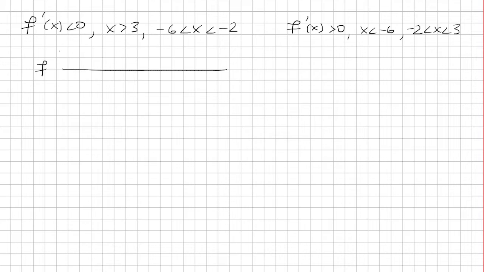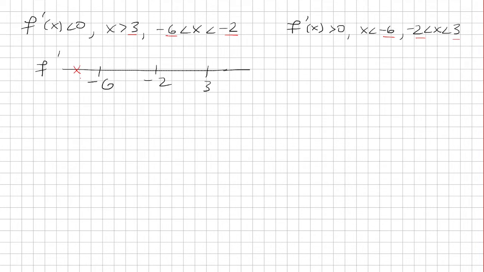Let's look at the number line here. We want to plug in values. So we see the numbers that we have are 3, -6, and -2. Those are the numbers that we're going to plot in here. Now we just have to test the different regions.